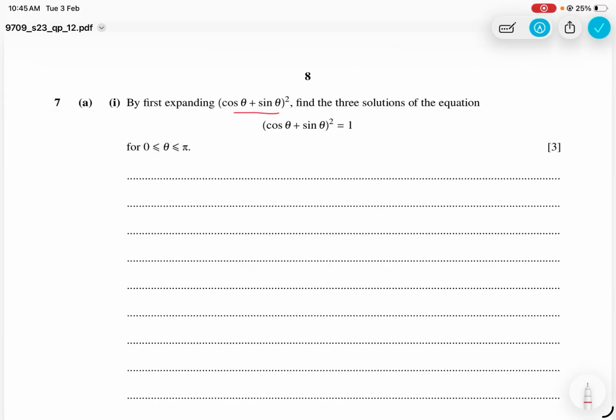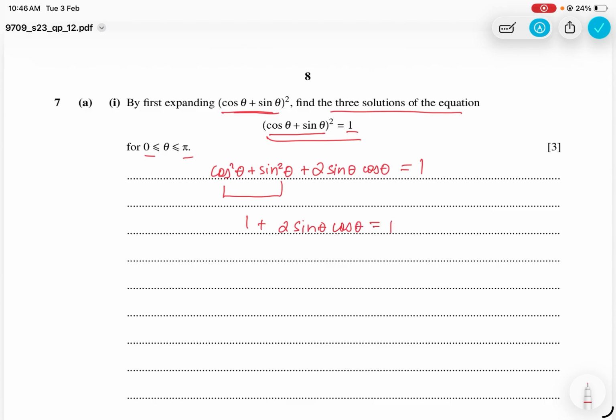By first expanding, find three solutions of the equation between the intervals 0 and pi. Alright, let's start. So, if we expand this, we will have cos square theta plus sine square theta plus 2 sine theta cos theta. Right? Now, let's put the expansion over here and equate it to 1. All of us know that cos square plus sine square is 1. 1 plus 2 sine theta cos theta equals to 1.